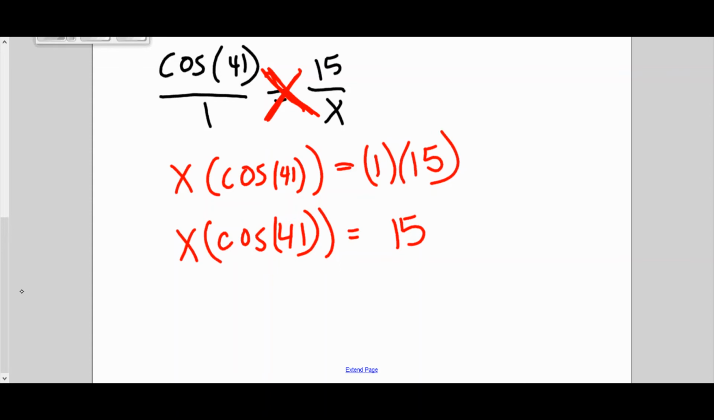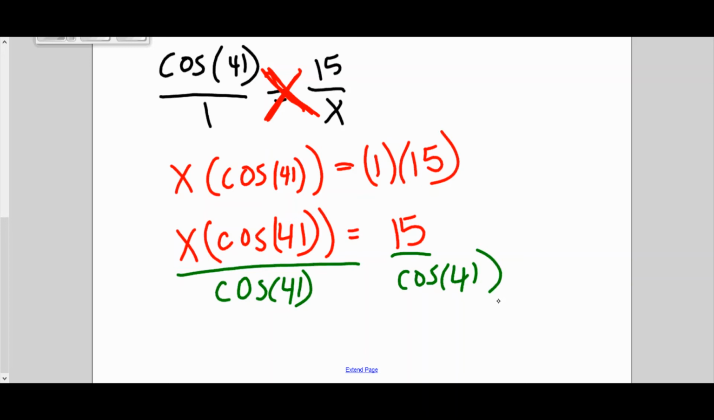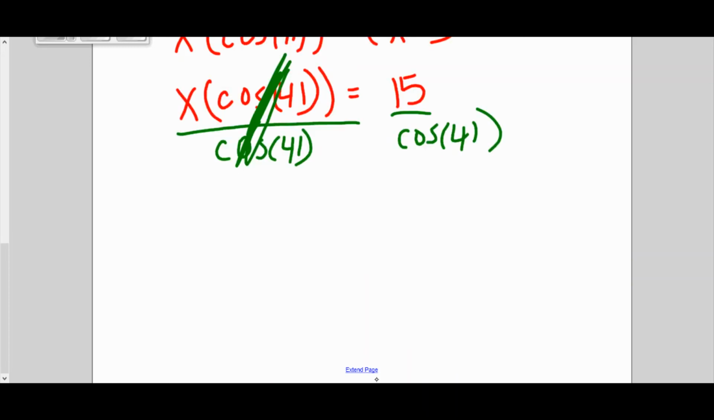But we want to get x by itself. We don't want cosine of 41 with x. So the way that we get x by itself to find our hypotenuse is we're going to divide both sides by the cosine of 41, because the cosine of 41 is just a number that the calculator is going to give you. So these are going to cancel off, and I'm going to get x equals 15 divided by the cosine of 41.